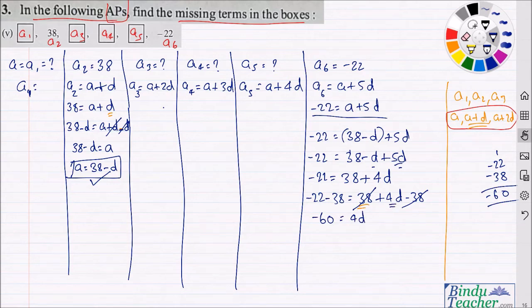Now I want to remove the 4, so I will divide by 4, or in other words, multiply by 1 by 4. So I'll do that on the other side of the equation also. Actually, let me write it again in a fresh line. So we have minus 60 here. So we can write minus 60 into 1 by 4 equals 4d into 1 by 4. Whatever we do on the left hand side, we should do on the right hand side also.